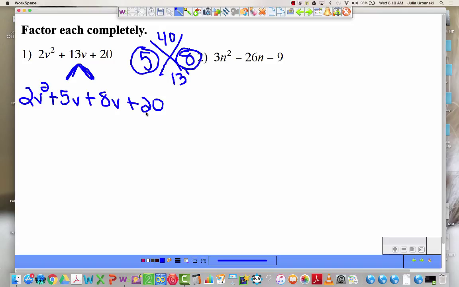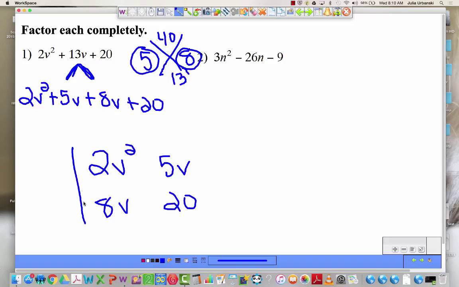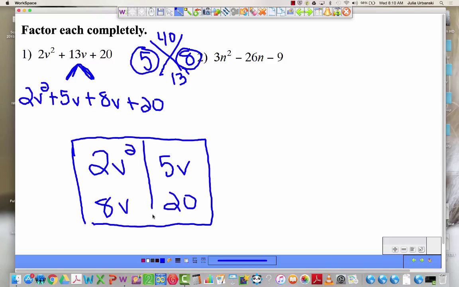Now you're going through the final answer. All right, so notice, please, 5v plus 8v makes 13v. That's what we wanted, 2 numbers that added up to that 13. And now when you do your boxes, you look for your GCFs. So the GCF of the first column is 2 and v.